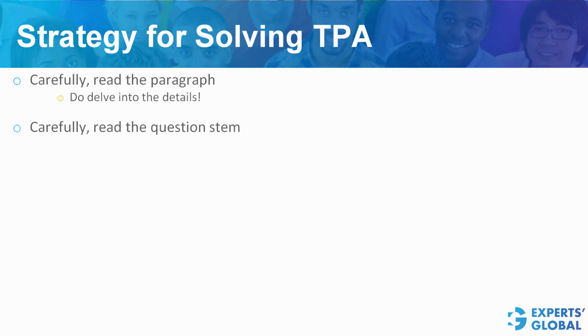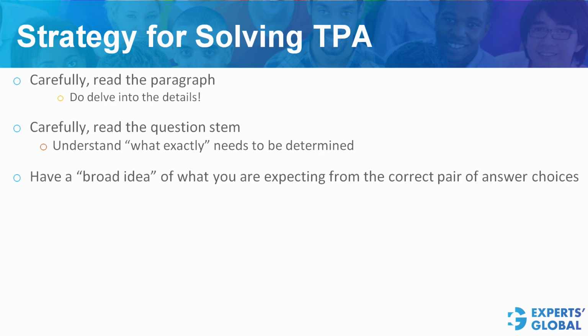Step 2 is to read the question stem very carefully. Understand what exactly needs to be determined. Then step 3 is to have a broad idea of what you are expecting from the correct pair of answer choices. Having this broad idea is very important, otherwise the answer choices may totally confuse you.